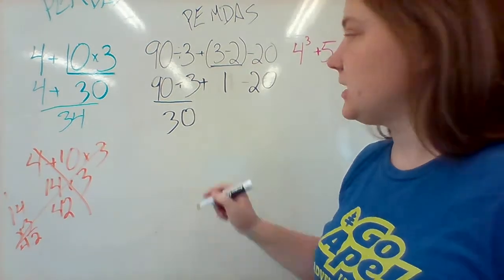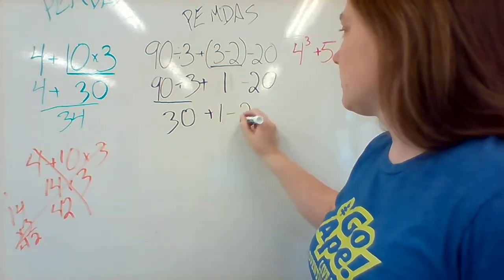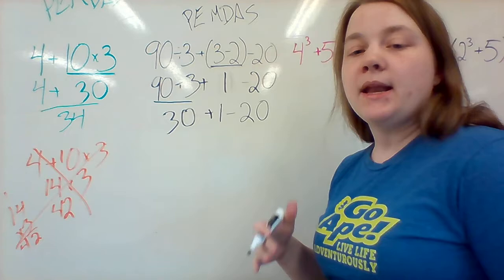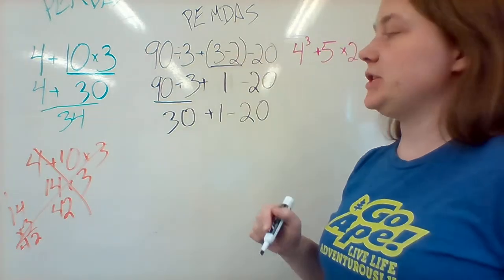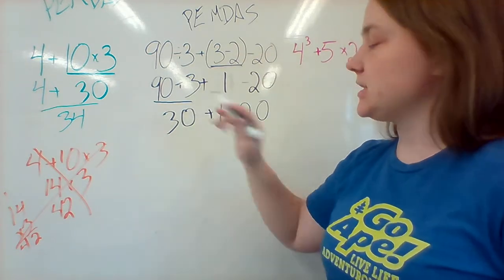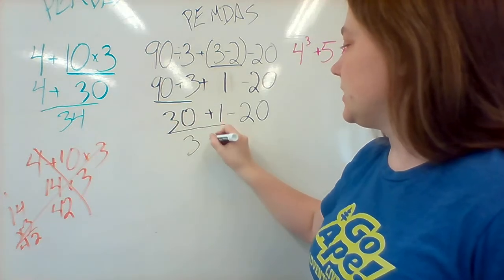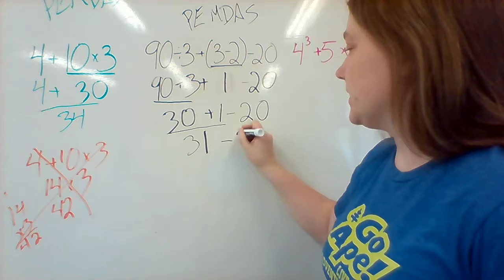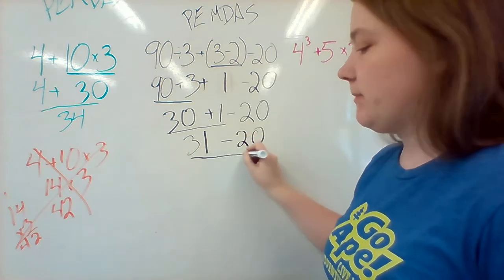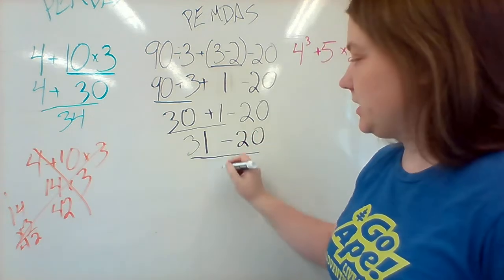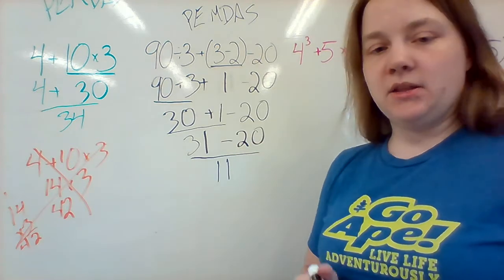Copy down everything I didn't touch. Okay? Now that I have that, I need to do addition or subtraction. Because addition comes first, I'm going to do that first. 30 plus 1 is 31. Copy down the minus 20. 31 minus 20 is going to be 11. And there I have my answer.